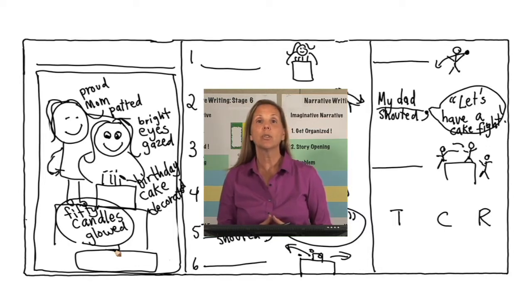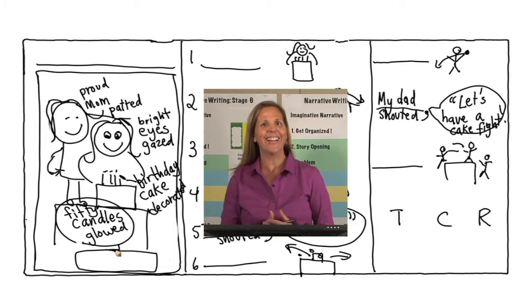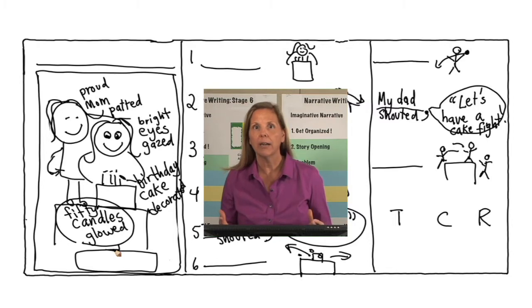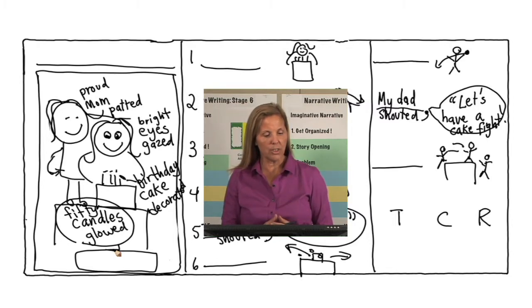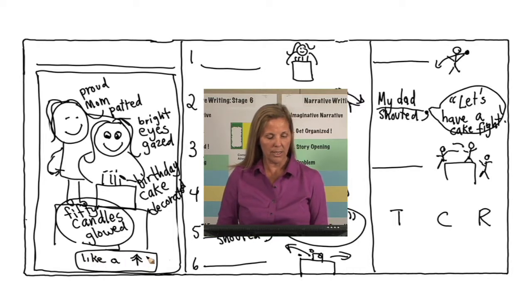The 50 candles glowed so brightly that they lit up the entire town. Ooh, that would be pretty funny. That'd be great to show how many candles were on the cake. Or the 50 candles glowed like a forest fire. We used a simile there. Let's use that one. Like, and then I'm just going to put trees there so I can remember like a forest fire. I have one spot that I made come alive with figurative language.